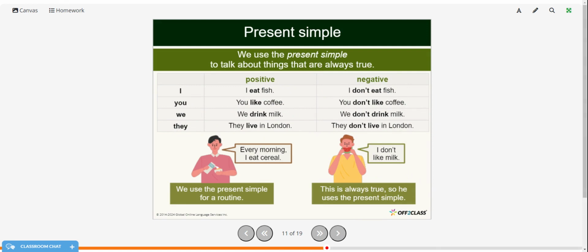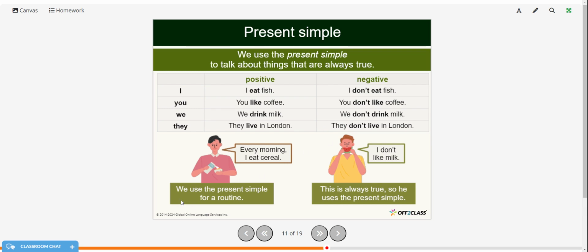Okay, so present simple. We use the present simple to talk about things that are always true. And they can be both positive and negative, as we saw. So I eat fish, or I don't eat fish. You like coffee, you don't like coffee. We drink milk, we don't drink milk. They live in London, or they don't live in London.